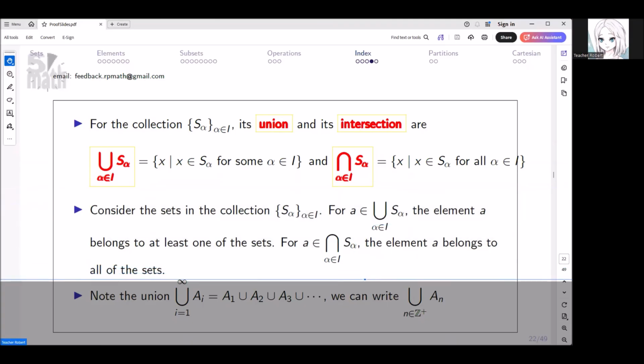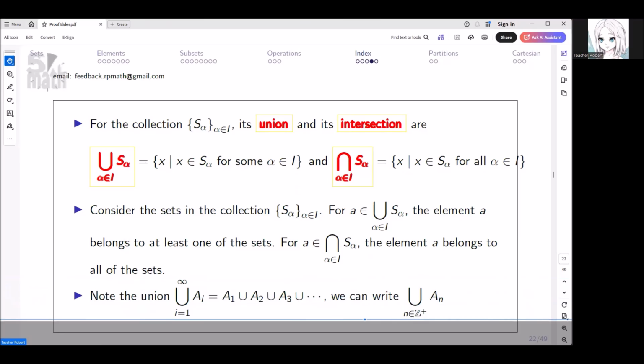Consider the sets in the collection here. For a element of union alpha element of I, S alpha, the element a belongs to at least one of the sets. For a element of intersection alpha element of I, S alpha, the element a belongs to all the sets. Note the union here. We can write union n element of positive integers, An.